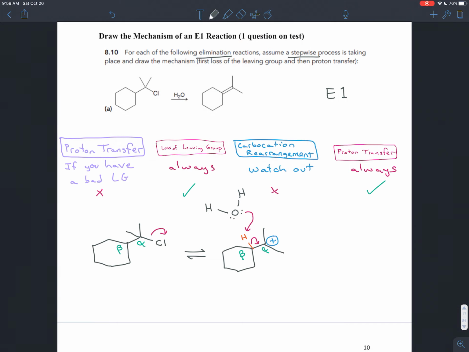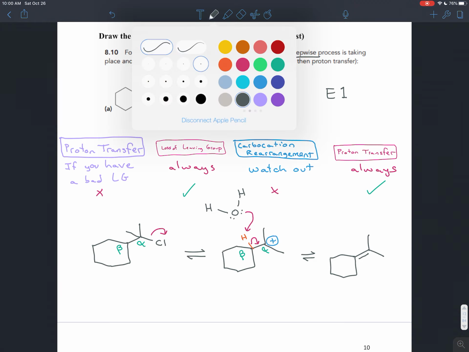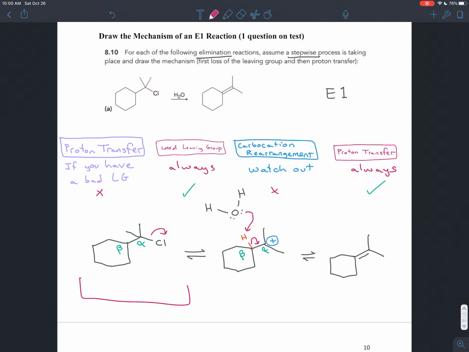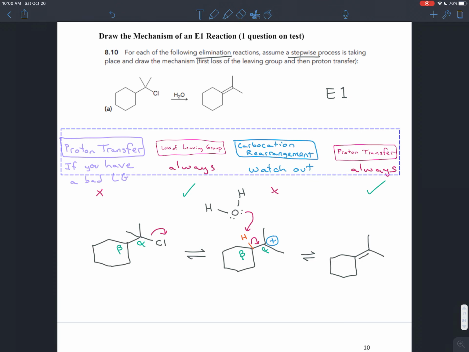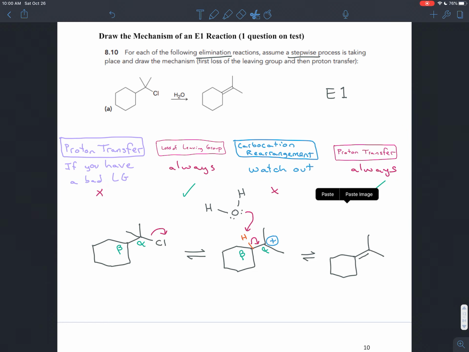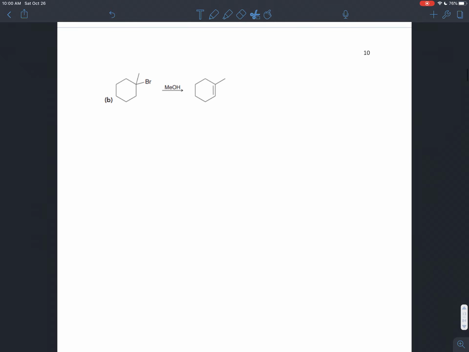Okay, so in that case, we have our product. And so you had the same 2 steps that we saw in an E2 mechanism. You had loss of a leaving group and proton transfer. But in an E1 mechanism, they happen separately. They happen one at a time. So we're going to use the same process of thinking when we analyze these next E1 reactions and we want to draw them.